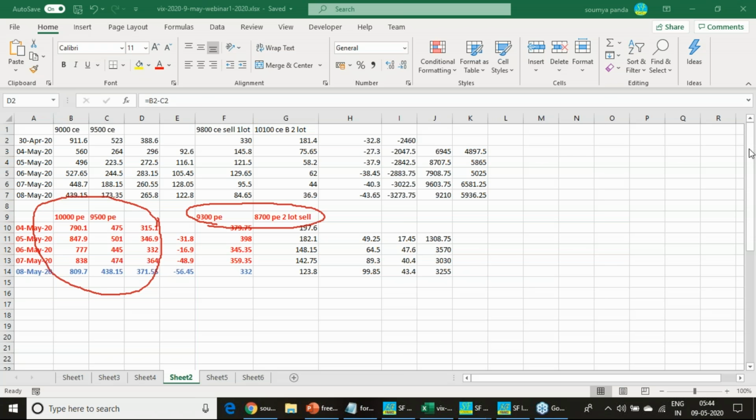Means I sold 8,700 put option 2 lots and bought a 9,300 put option 1 lot. 9,300, why? Because price is at 9,293. So the spread, I was expecting 350 to get, I am getting lesser. So there is a 600 point gap, 9,300 to 8,700. So here also I am getting near to 400 and here 380, so 20 rupees more, near to 18, 19 rupees or 20 rupees I am getting.